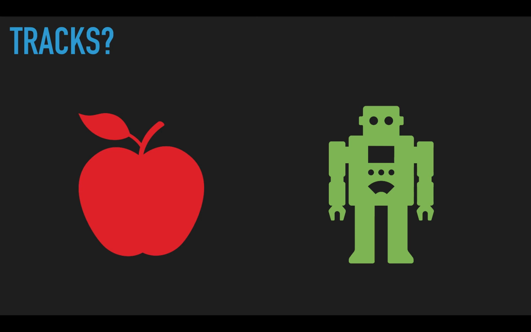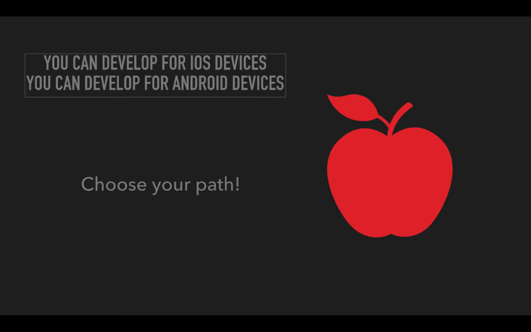Okay? One side, on the left-hand side, if you have an Apple computer, you can develop for iOS devices. Okay? You can develop for Android devices. It doesn't matter. You can choose either one and it will work. Okay? In the class, you're going to see that there's Module 1 iOS and Module 1 Android. That's saying, am I developing for an iOS device or am I developing for an Android device?